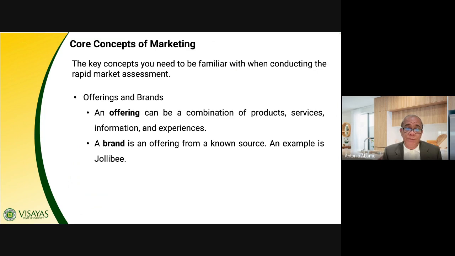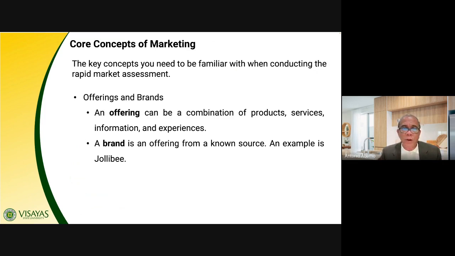No? So another is brand. What are brands? A brand is an offering from a known source. Example, say McDonald's or Jollibee. From the name itself, it will ring a different tone. For example, you say Starbucks. You know already that it's a brand of coffee, freshly brewed coffee or something like that. If you see Jollibee, you will already think of hamburger, fried chicken, and other things. So that will associate you with the product they offer because of their name.